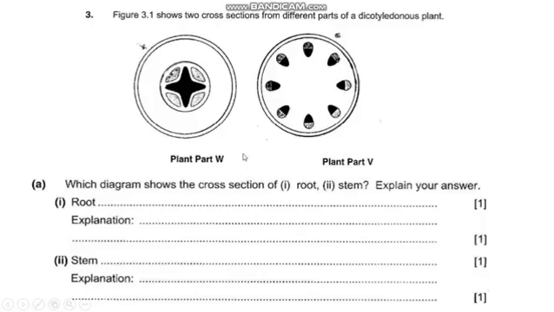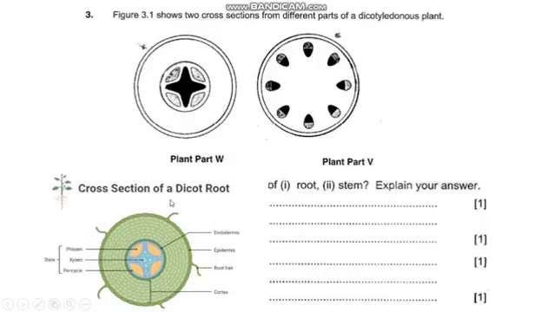So in order for us to be able to identify the diagram that is showing the cross section of the root and that of the stem, let us take a look at these diagrams. So we have the first cross section of the dicot root. So this is the dicot root. So we can take note of the parts that we have. We can see that in this dicot root we have endodermis, epidermis, root hair, we have the cortex, we also have the phloem, the xylem, and the pericycle.